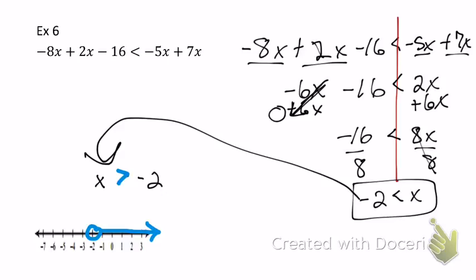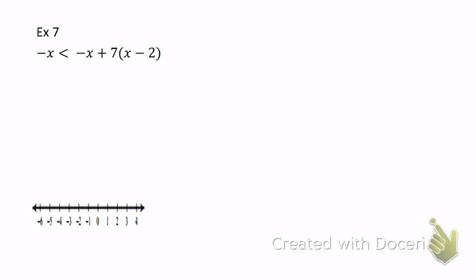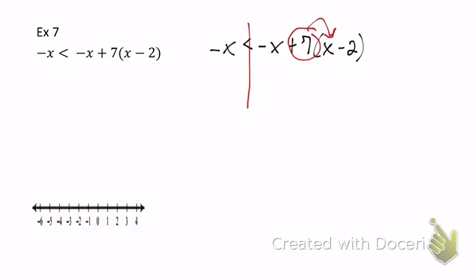Okay, so example 7. This is going to be the last one I do. So we've got negative x is less than negative x plus 7, parentheses, x minus 2. Okay, so I draw my line down the middle of the page. On the left-hand side of the line, I don't have to do anything. I just have the negative x. On the right-hand side, though, I can see I've got a 7 in front of my parentheses. So I'm going to take that, I'm just going to distribute.